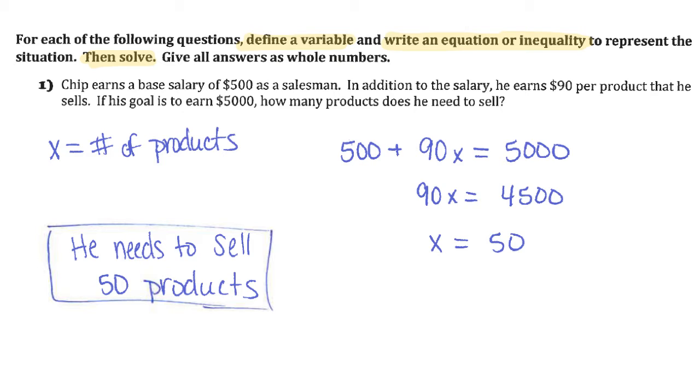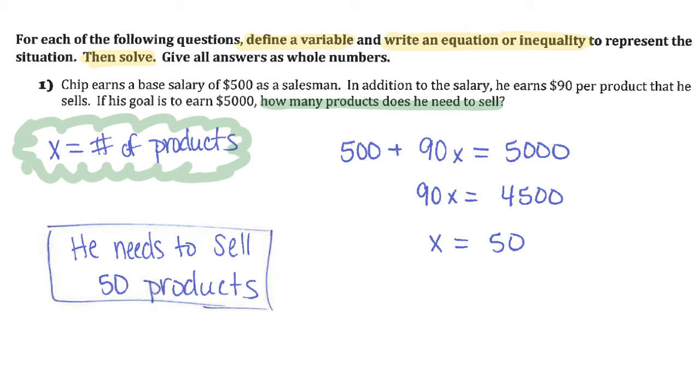All right, so let's take a look at example one, and notice right off the bat, I've defined a variable for x. Now, how do I know what x means? I'm going to look at the very end. It's asking how many products does he need to sell? Okay, and we're talking about Chip trying to earn a certain amount of money based on the products he's selling.